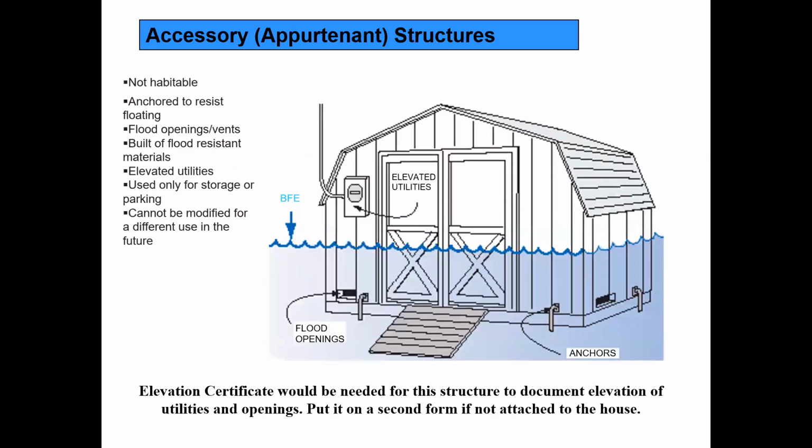And then accessory structures. So this is a shed, and we do have to have an elevation certificate on something like this to verify that the utilities are above the base flood elevation. That's in our regulations. Otherwise, you might not need one. So you can see this has the proper flood openings and is properly anchored. But yeah, we still need an elevation certificate for something. And it should be on its own certificate if it's not attached to the house.